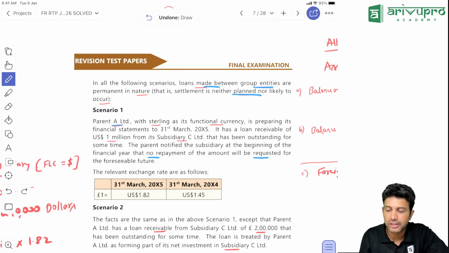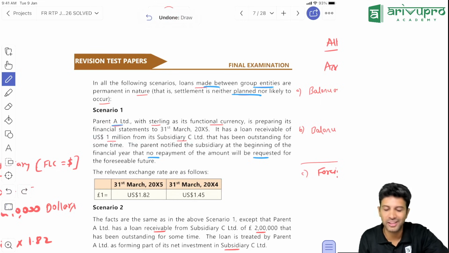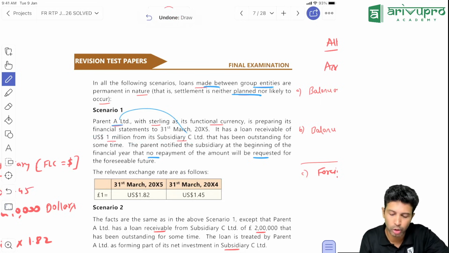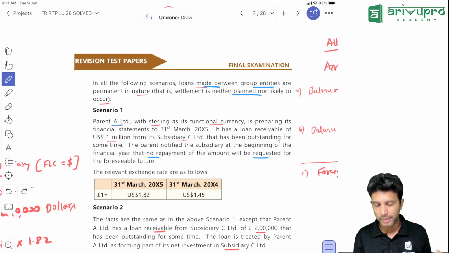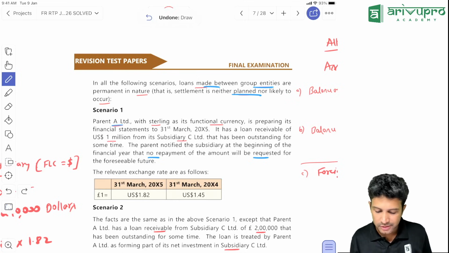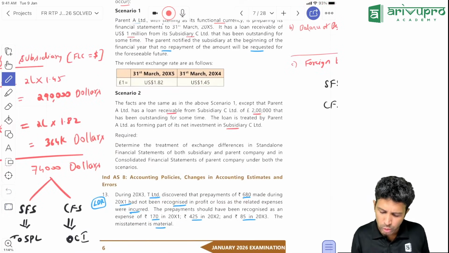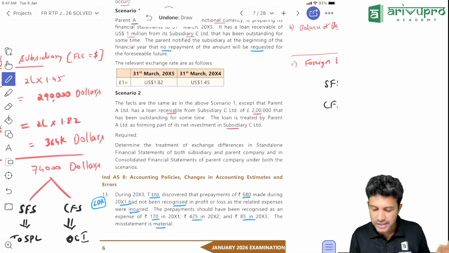Financial statements end on 31st March. It has a loan receivable of $1 million from subsidiary C. So the parent has given a loan to subsidiary C. A's functional currency is sterling pounds, but C's is dollars because we have given the loan in dollars. It has been outstanding for some time. The parent notified the subsidiary at the beginning of the year that no payment of the amount will be requested. So there is no intention to recover. What will you do for this exchange difference in SFS and CFS?